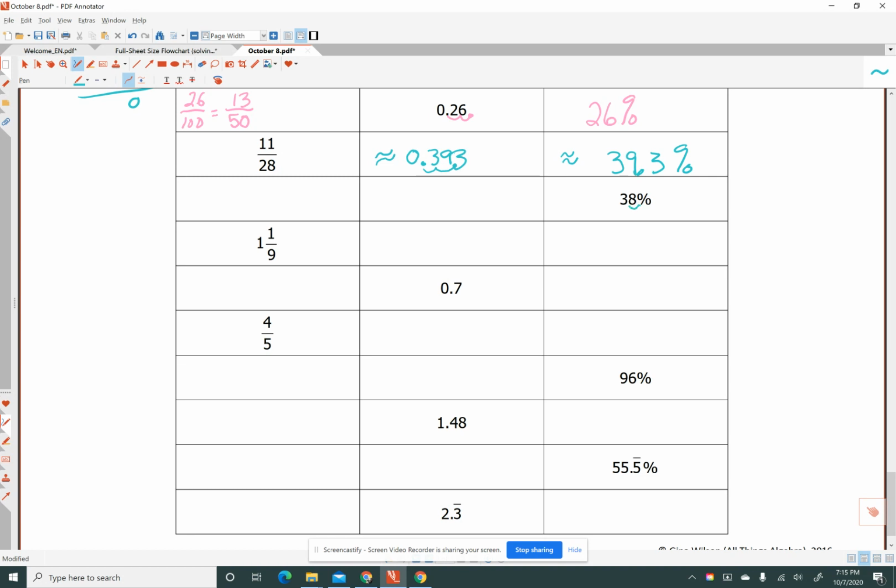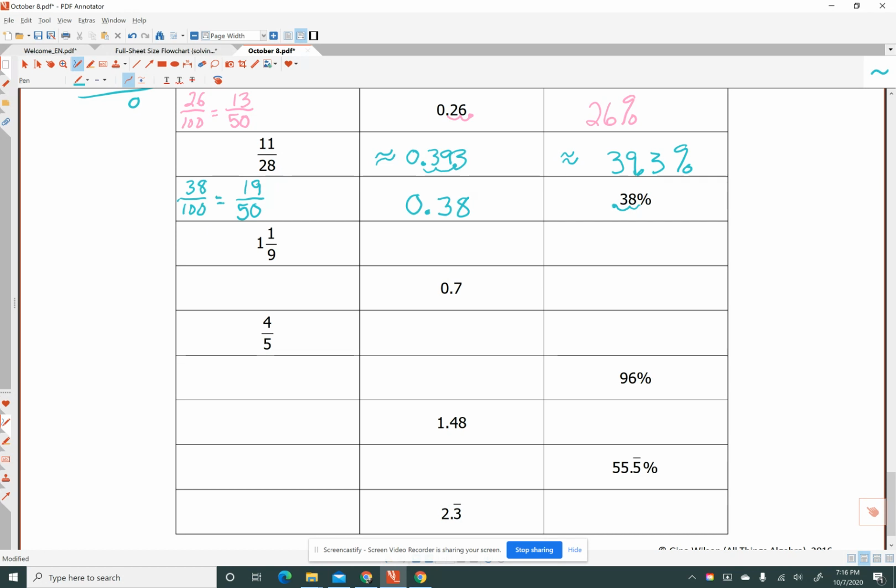38%, we're going to divide by 100, which would be 38 100ths, written just like that. 38 100ths, let's write that down so we know that these are 100ths. And both of those numbers are divisible by 2, which would give us 19 50ths.